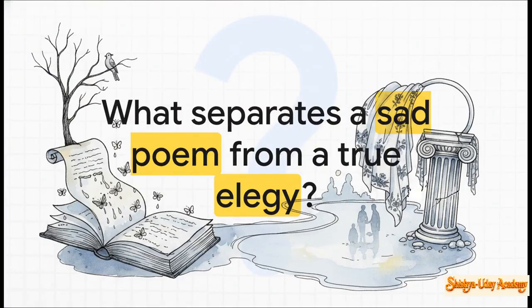As we wrap up this explainer, I want to leave you with a final thought to chew on for your studies. If modern poetry allows elegies to exist entirely without strict meter or rhyme, what prevents any sad poem from being classified as an elegy? Seriously, what truly separates a momentary lament from a masterful, transformative elegy? Think deeply on that as you review your notes today.